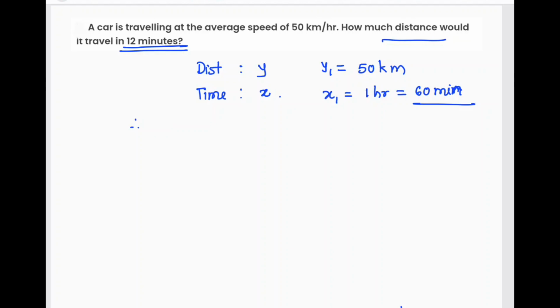Therefore, using this, the car is going 50 kilometres, so how much will it cover in 12 minutes?